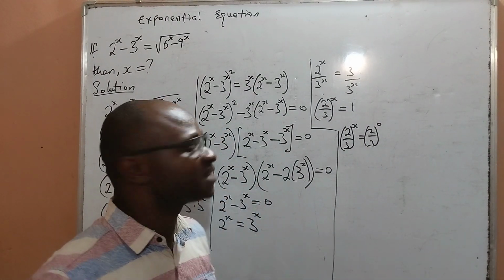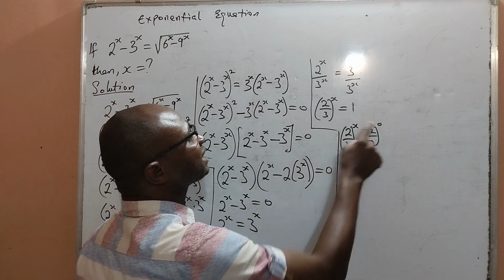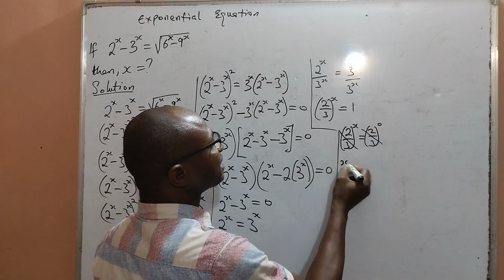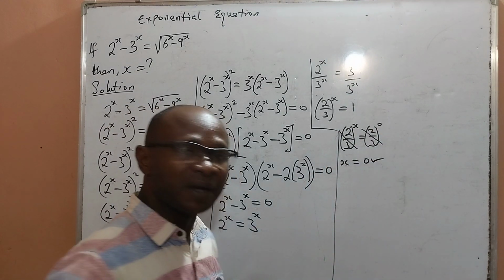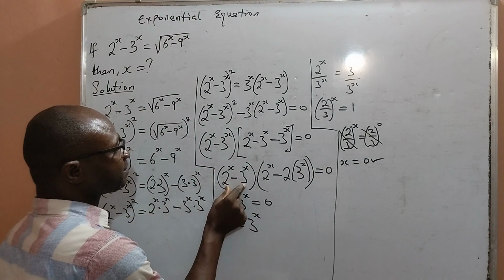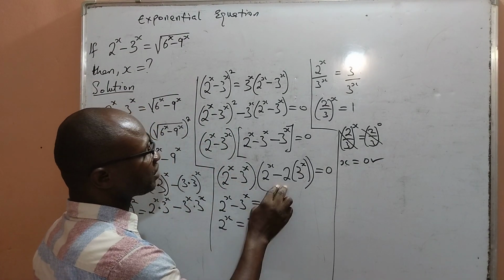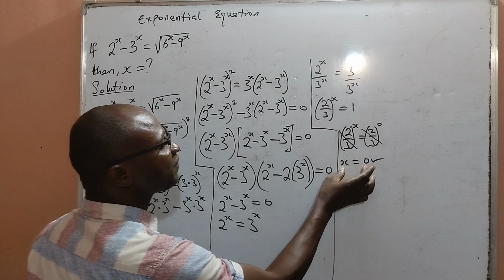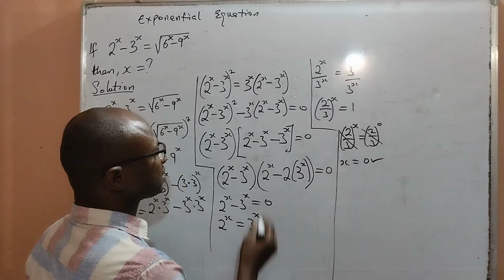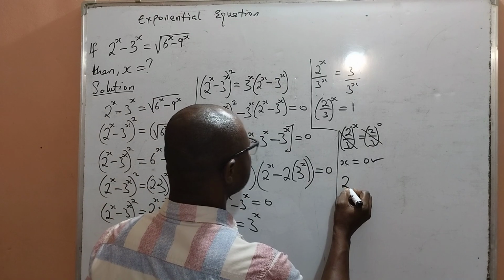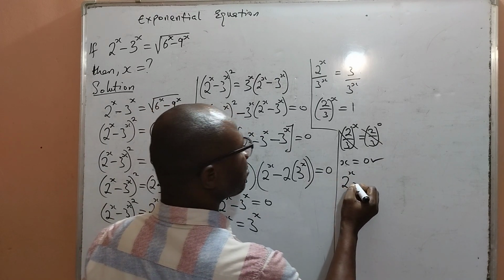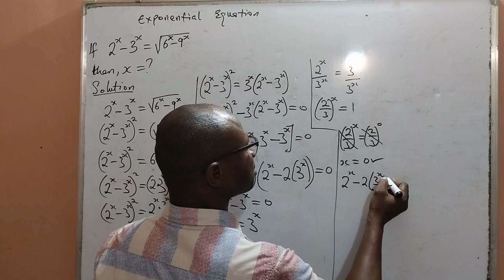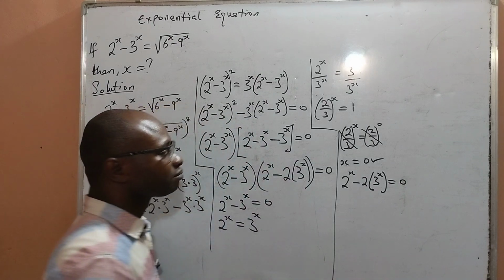Therefore, by law of indices, when the bases are the same, automatically the powers become equal. Therefore, I can now cancel the bases and have it that x is equal to 0. The first value of x is out from the first bracket. Remember, I have two brackets equal to 0. Therefore, the first bracket has given me the first value of x. From the second bracket, I have 2 raised to power x, then minus 2 into 3 raised to power x, also equal to 0.